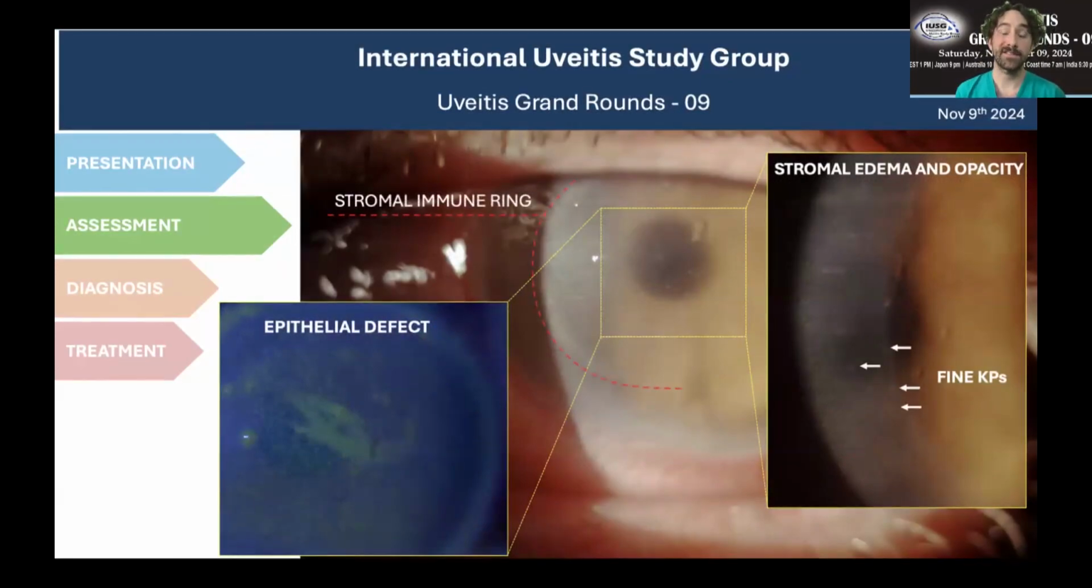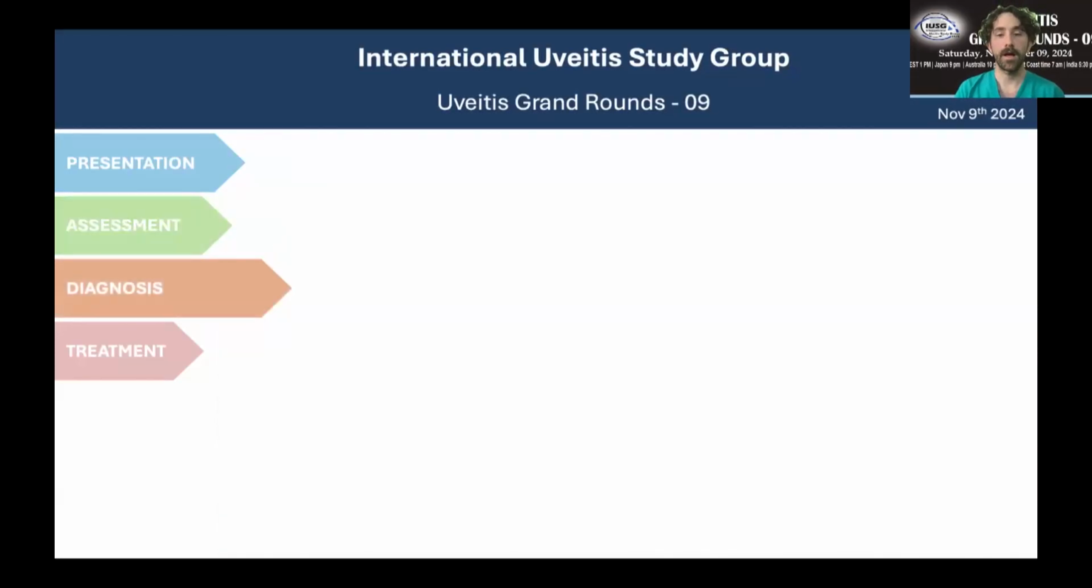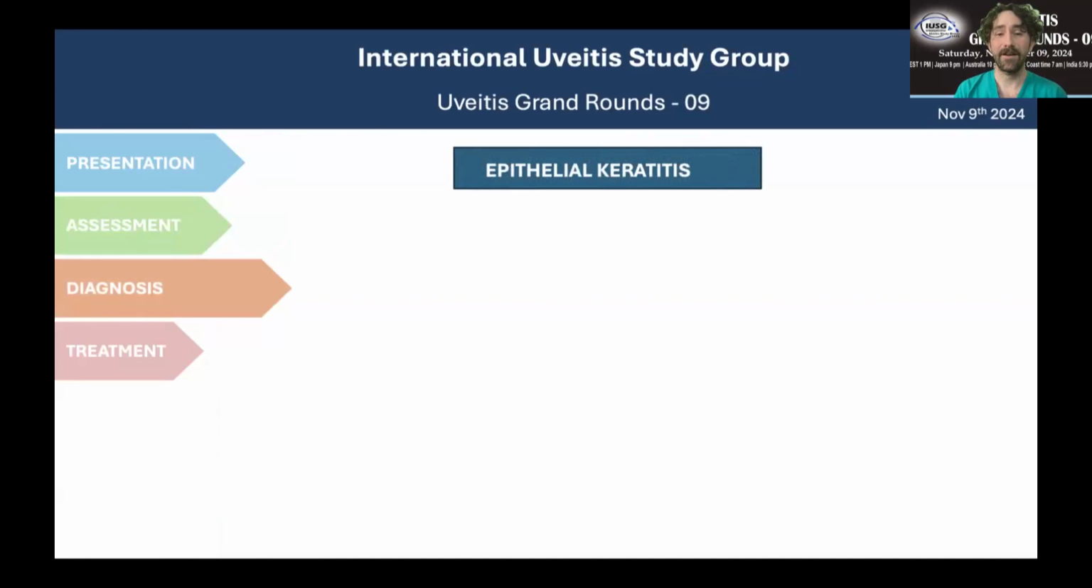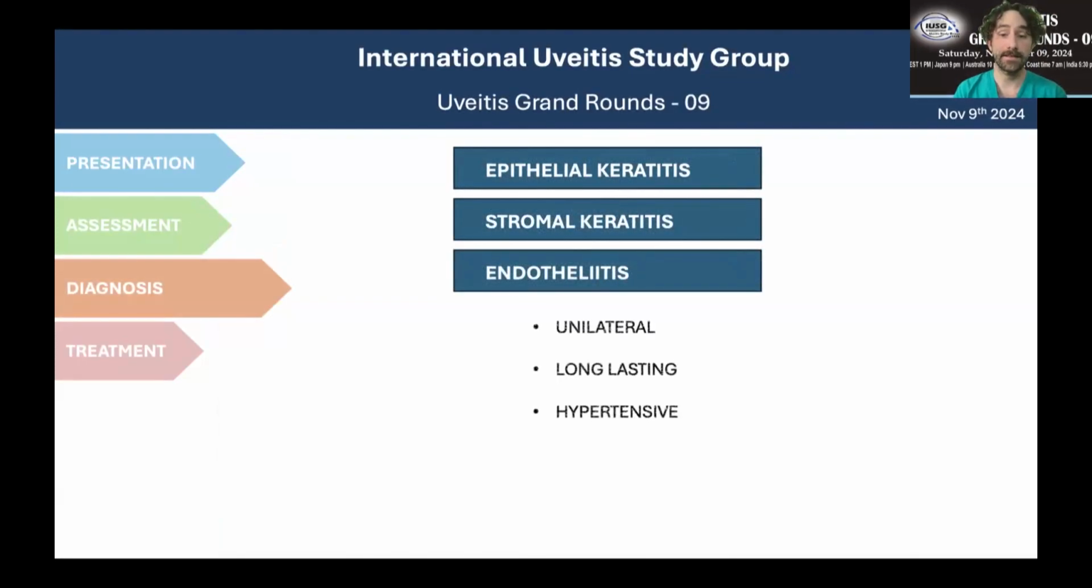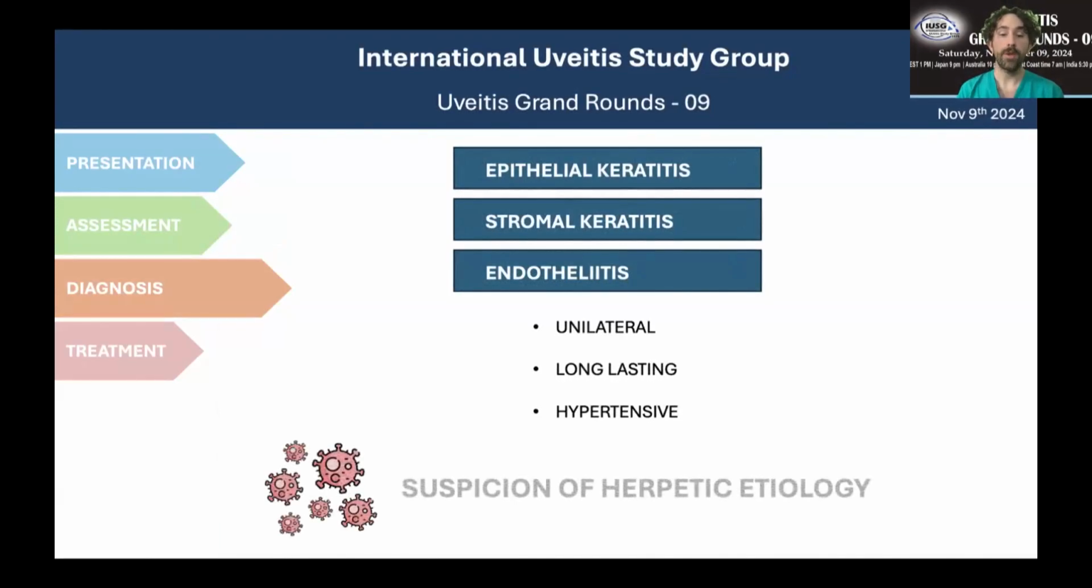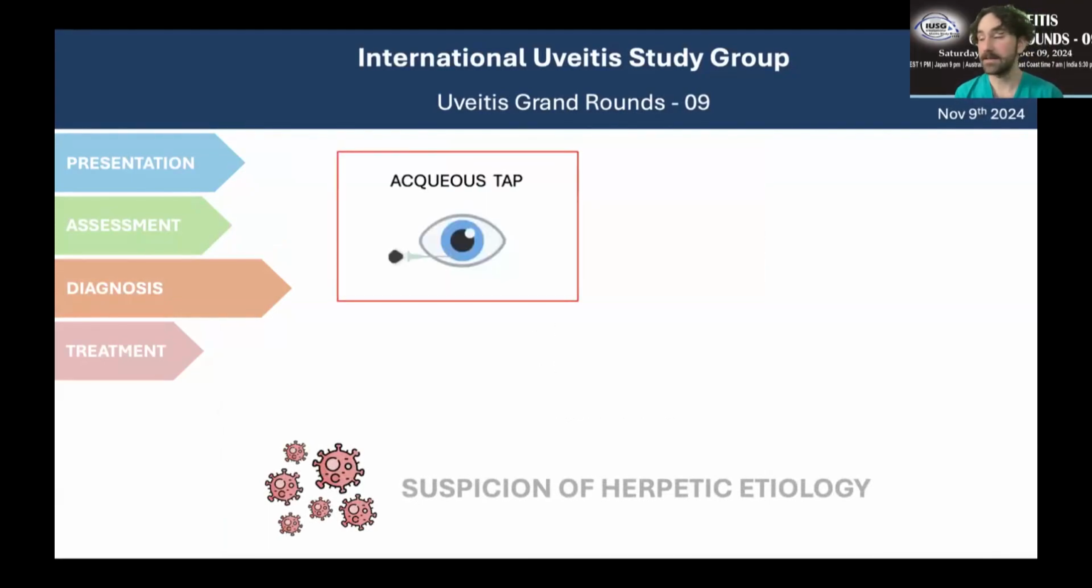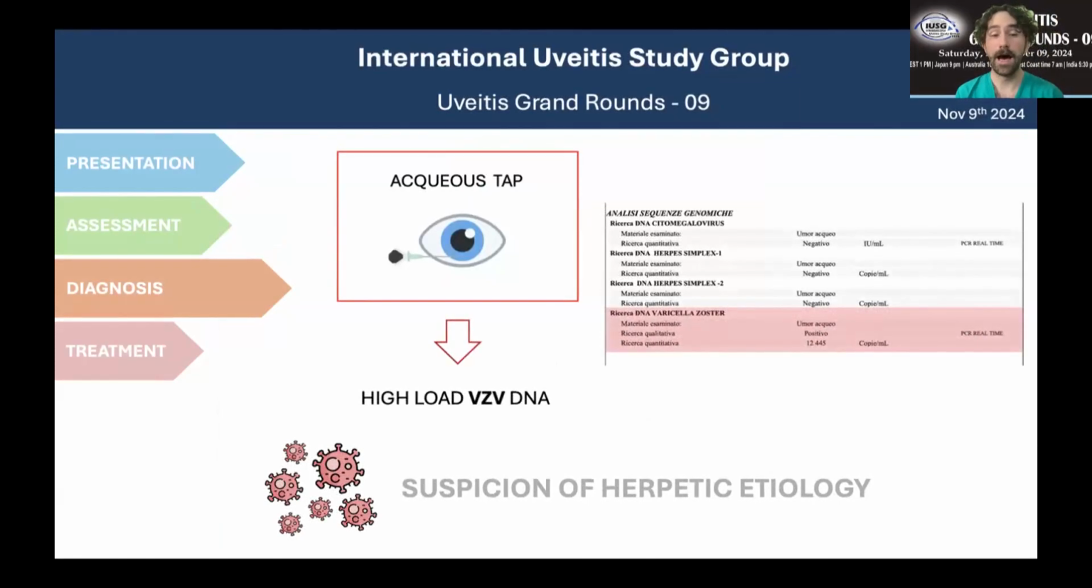Most importantly, we had a stromal immune ring in the corneal stroma, as we can see in this image. In conclusion, in this case, we have epithelial keratitis associated with stromal keratitis and endothelitis, which are unilateral, long-lasting, and hypertensive. We did have the suspicion of herpetic etiology, but given the history of diagnosis of non-infectious uveitis and the treatment of steroids, we decided to perform aqueous tap that tested positive for high-load DNA of VZV.